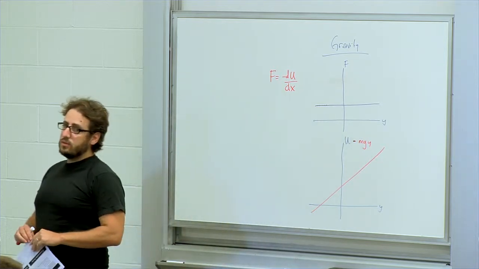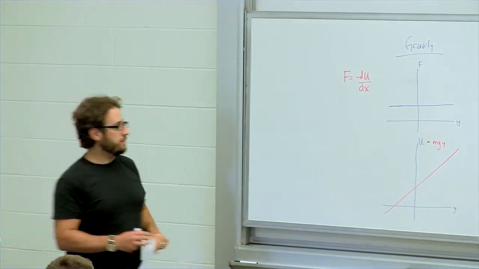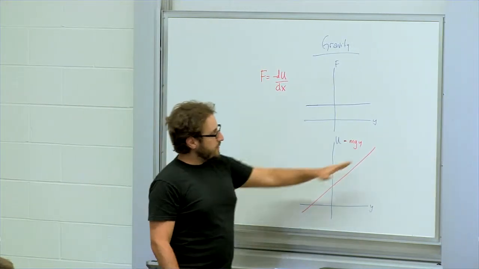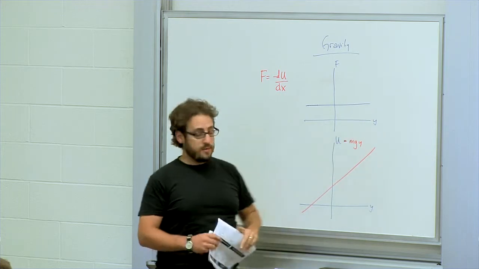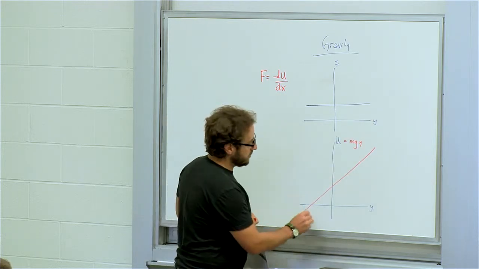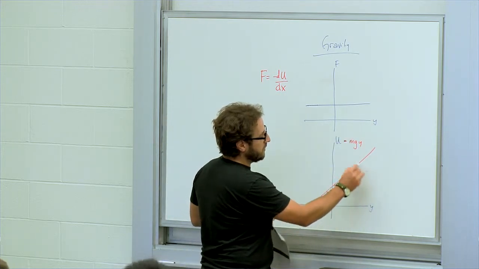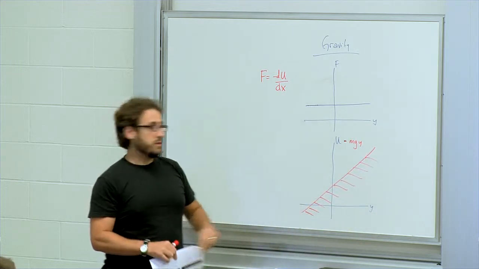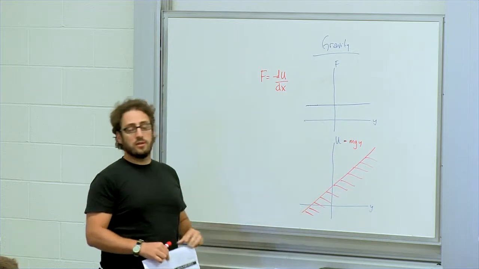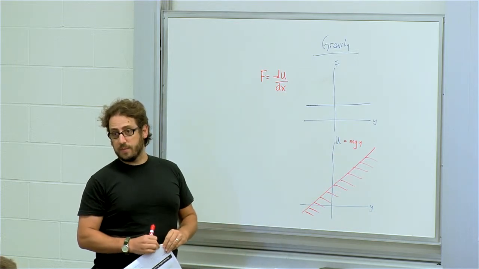Now, there's an easy way to think about this using your intuition. If I imagine this potential shape to be the shape of a hill, imagine that rather than just being a function, this is a physical object and it's a hill, and I put a ball on it, which way would it roll? Well, in this case, obviously, it would roll down, right? So the force is to negative y.